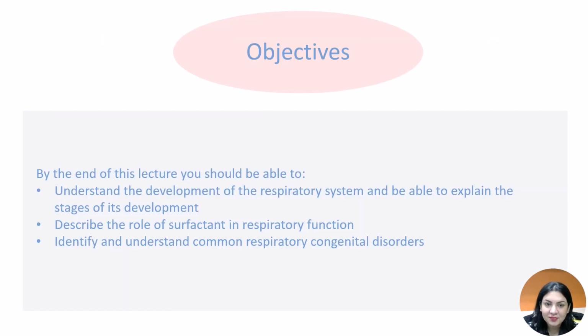So some of the objectives of today's lecture are that by the end of it, you should firstly be able to understand the development of the respiratory system and be able to explain each of those stages of its development. You should also be able to describe the role of surfactant in respiratory function. And lastly, you should be able to identify and start to generally understand some common respiratory congenital disorders that might exist.